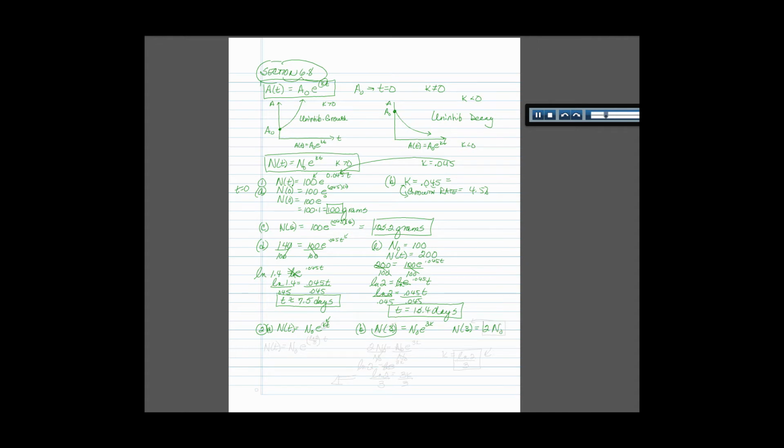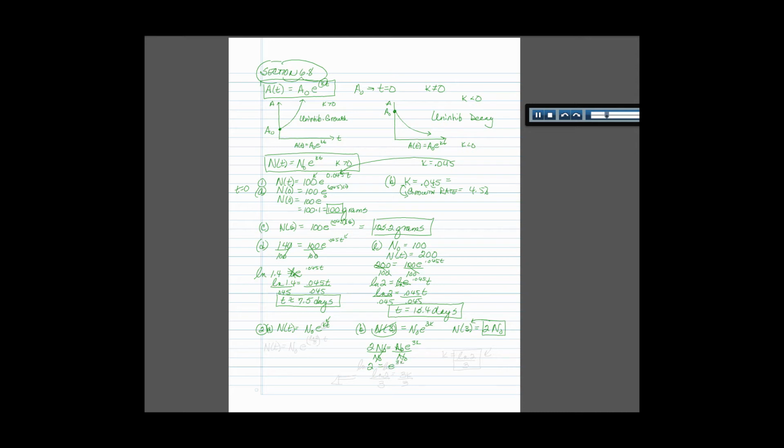So I'm going to substitute this in for this. I'm going to take that out and write 2 N sub naught equals N sub naught e to the 3k. And this should look familiar because it's like when we were working with interest and we said the amount would double. So we're going to divide both sides by N sub naught, and you get 2 equals e to the 3k.